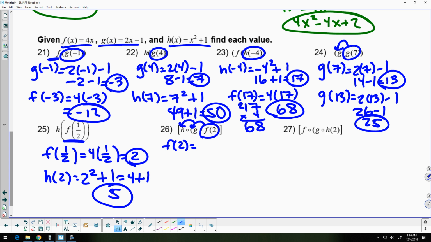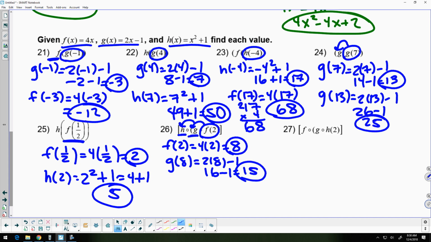So f of 2 is just 4 times 2. We get 8. Okay, now take that, plug it into the next function, which is g. So now finding g of 8. So that's going to be 2 times 8 minus 1. So 16 minus 1, we get 15. Now take that, plug it into the outermost function, which is h. Now we're finding h of 15. So we're doing 15 squared plus 1. So 15 squared, if I recall, I think that's 225 plus 1. So final answer is 226.